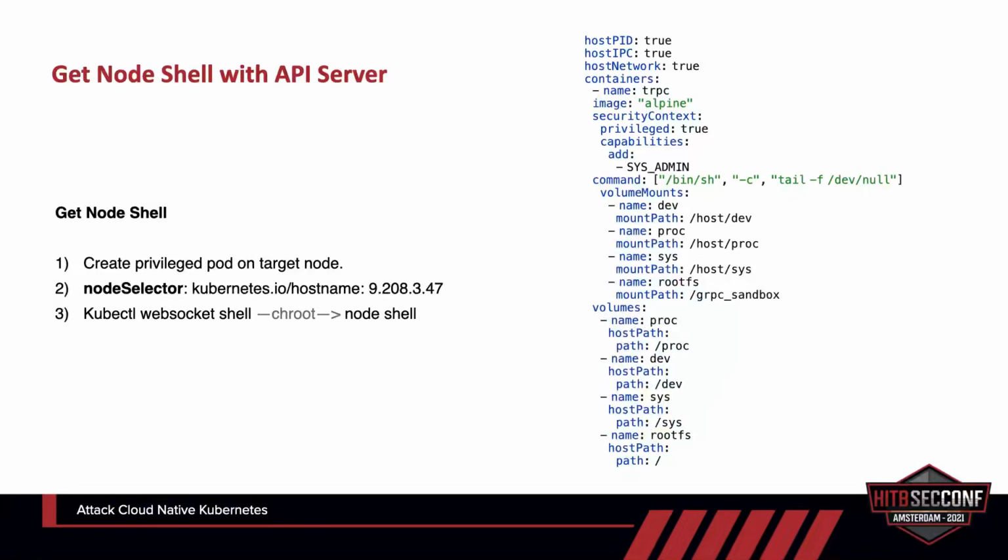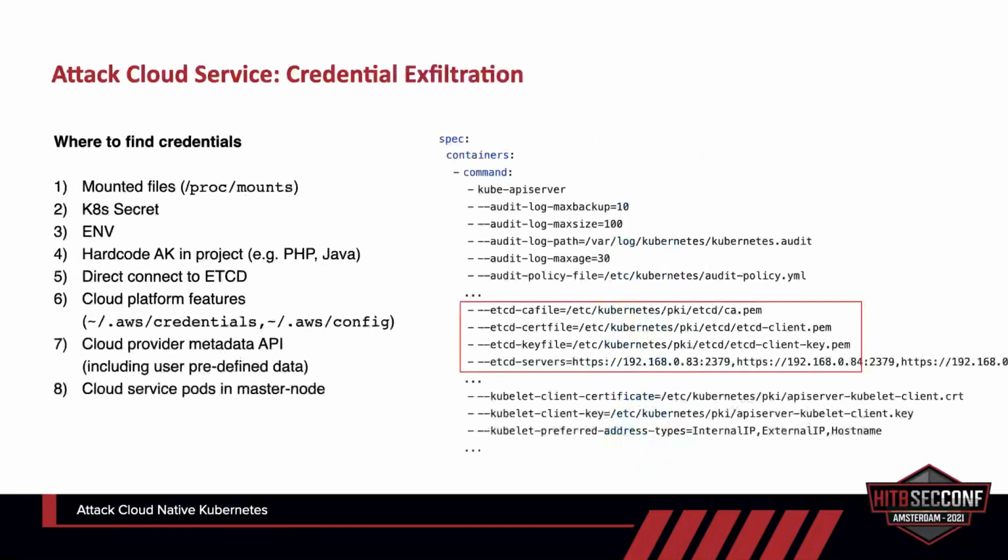You can use the node select label to select the target node server and get a root shell, except the master node. If you want to find some credentials of a cloud account, you can find them in the following paths: the multi-files, the Kubernetes cert by kubectl get YAML result, the hardcoded AK in projects, the etcd, the cloud platform features, the cloud metadata API, and the KA port in the master node.